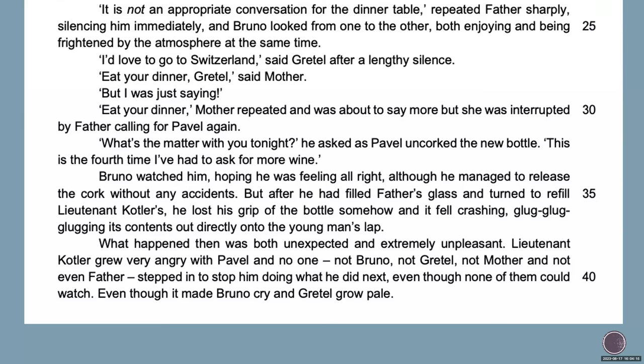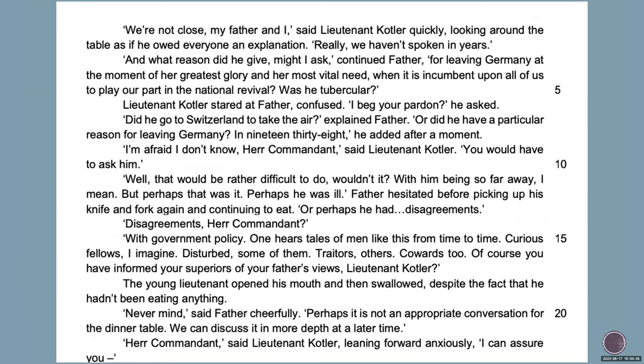Javen? I want to answer Adrian's question. Okay, go ahead. I think it's because it's in Germany, because on the previous page, he said that for leaving Germany at the moment of her greatest glory and her most vital need. Okay, thank you, Javen. You have drawn a connection between leaving Germany at a moment of her greatest glory, which is obviously Father's view of Germany. Father thinks Germany is glorious and great. And therefore, you say it's not Russia, right, Adrian? Not Russia, but Germany. But you are right, Adrian. Pavel is a Russian name, or rather an Eastern European name. But Pavel obviously doesn't belong in Germany, but somehow he's there. So there's a point there.